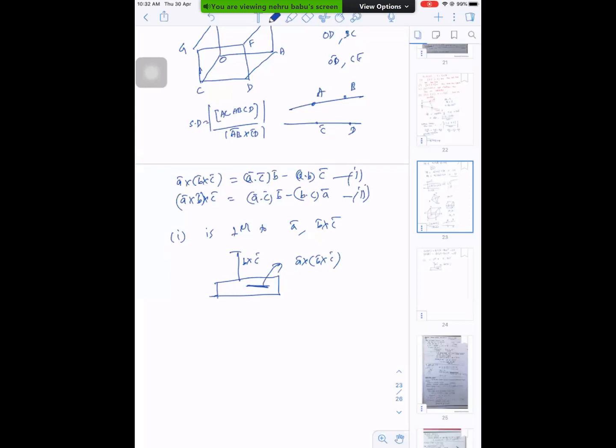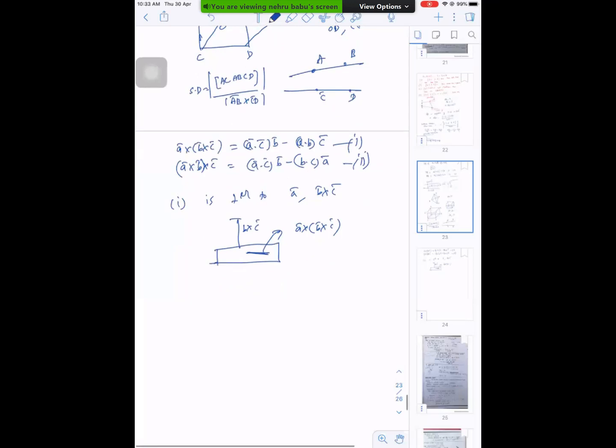So somewhere here you have... That's why it is something into B bar and something into C bar. In the same way, for the second vector also, A cross (B cross C) is there. So it's perpendicular to C bar and to A cross B both. That's why this vector is in the plane of A bar and B bar. So no doubt these two vectors need not be equal.